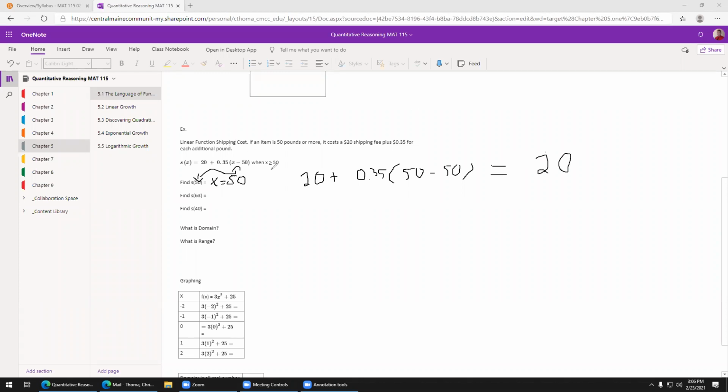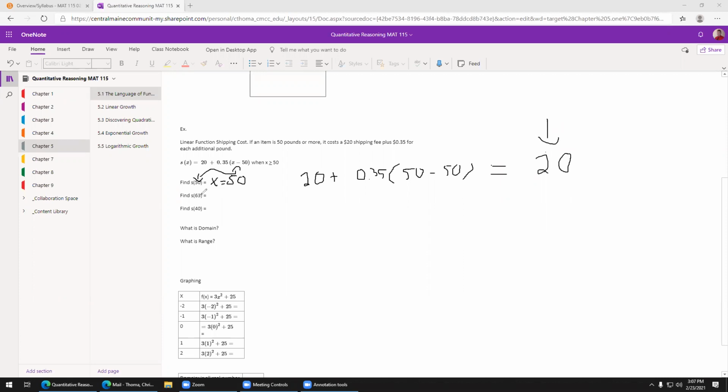So then think about it. Let's go back to the problem. If an item is 50 pounds or more, it costs $20 plus 35 cents for each additional pound. Well, if I bring something in that weighs 50 pounds, then there's no additional fee because it doesn't weigh over 50, but I still have to pay the flat rate of 20 bucks, right? So the function works to what the problem's telling me to do. That means the minimum cost is going to be $20, as long as my item's 50 pounds. If it's less than 50 pounds, there's a whole different equation. We're not going there. We're sticking to big packages here. We only ship big packages.